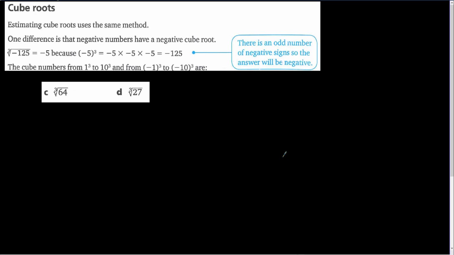Hi dear students, in this video I'm going to explain cube roots. Estimating cube roots has the same method as the square root, the only difference being that negative numbers are possible in a cube root.